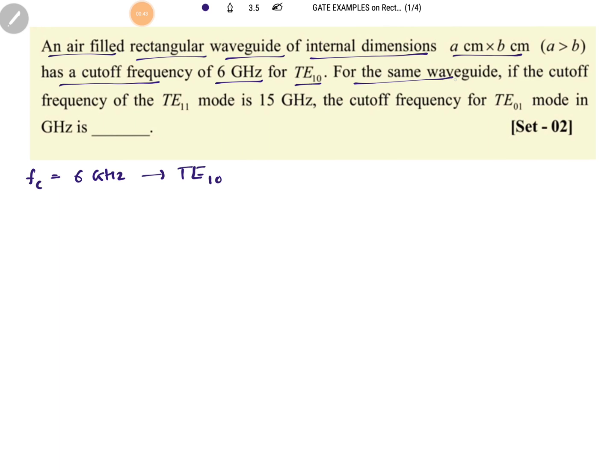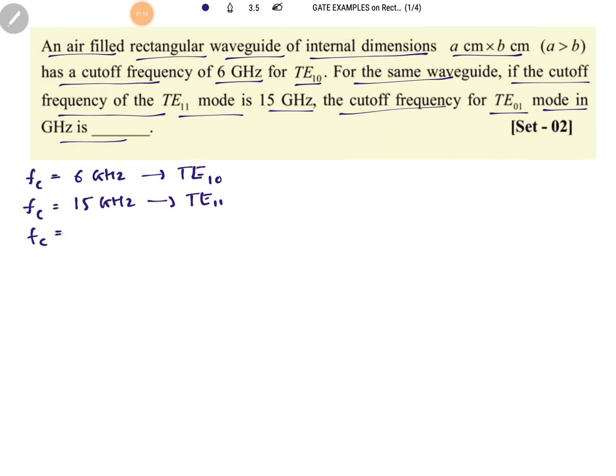For the same waveguide, if the cutoff frequency of TE11 mode is 15 GHz, so now cutoff frequency is 15 GHz for TE11 mode. Then what is the cutoff frequency for TE01 mode? That is what we are dealing with to calculate.